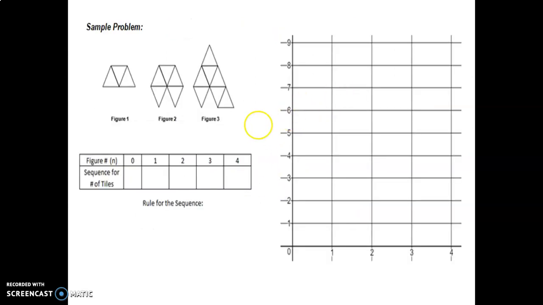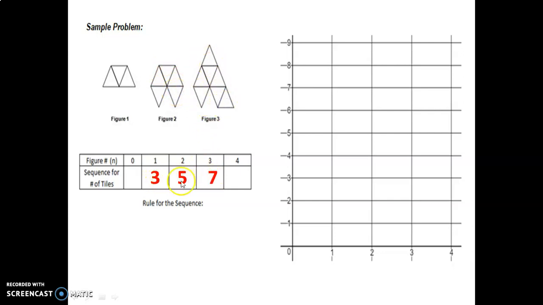Let's look at this sample problem. We have a geometric or visual pattern. Let's fill this table with the number of tiles in each figure. So figure 1 is going to be like our term 1, figure 2 is going to be term 2, and so on. So in figure 1 we have 1, 2, 3 tiles, 3. In figure 2, how many tiles is that? 5, and in figure 3, 7.